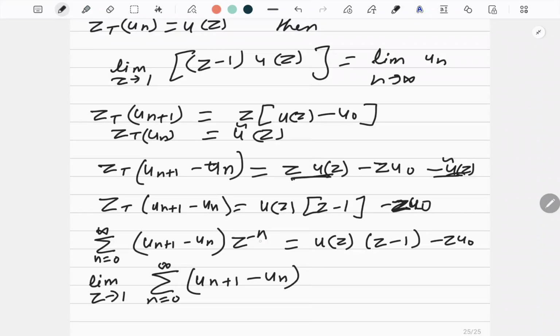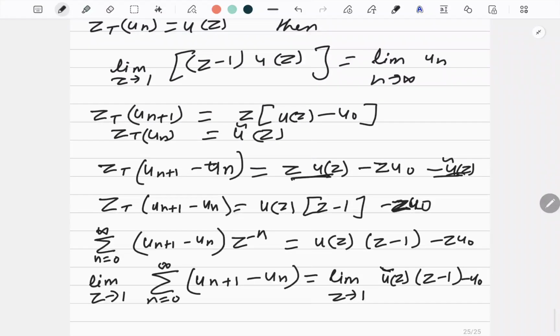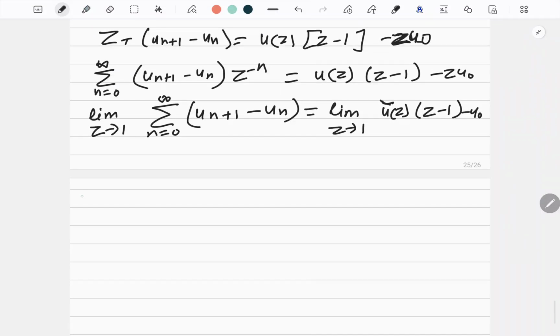So when I put limit z tends to 1 here, 1 to the power anything is 1 only, so that is gone. Here limit z tends to 1 of uz by z minus 1, and here when I put z equal to 1, I am left with only u0. Correct? Now once you reach this point, you just have to open the summation. Here the limit is already applied. Now I have to open this.